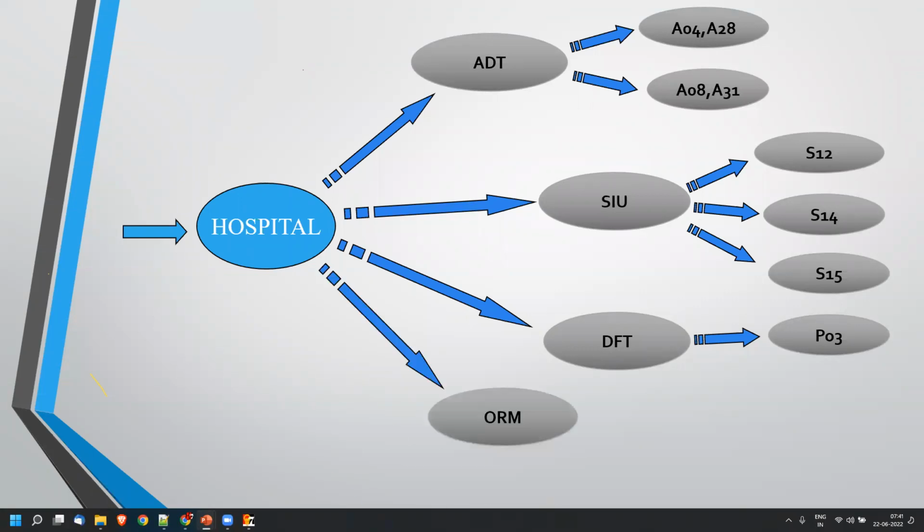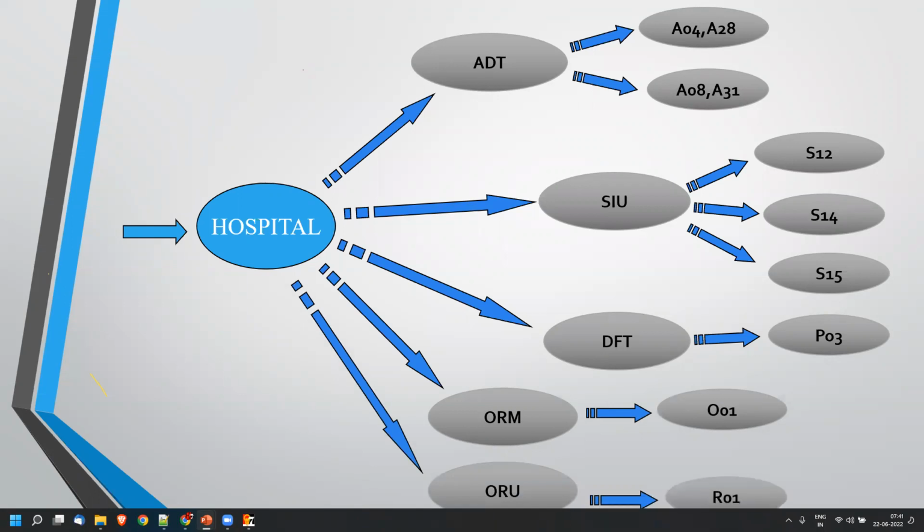And then ORM representing an order message. So you'll be seeing ORM O01 as the event type. And finally, you have ORU. ORU is represented with the help of R01, which would represent the result message. So we are going to take a look at each of these message types in detail and understand what is the HL7 message structure for each and every message type. So these are the most frequently used message types in the real-time world.